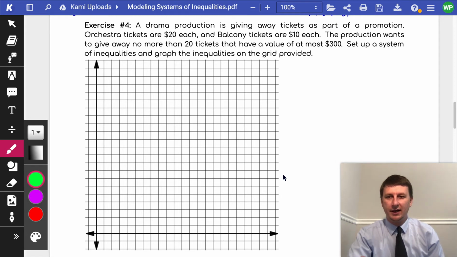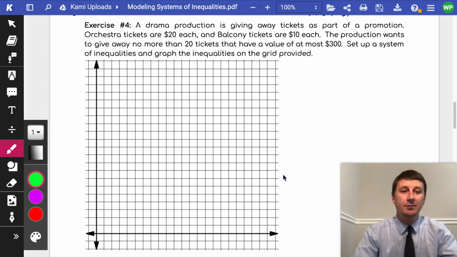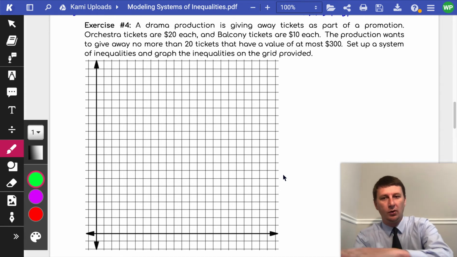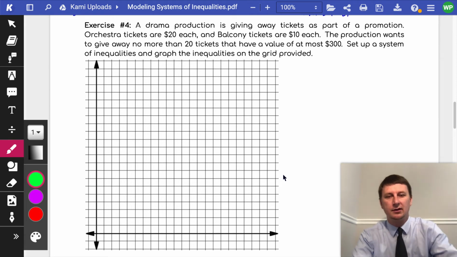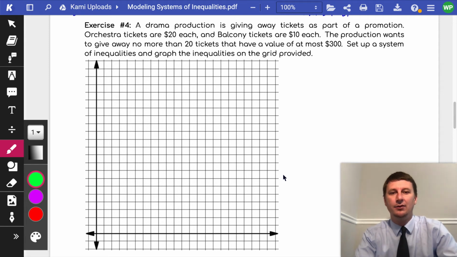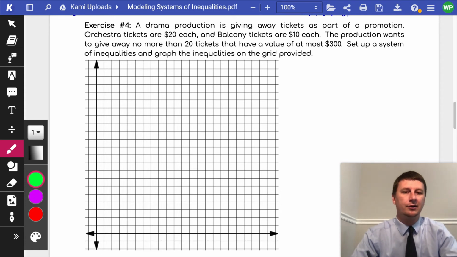So let's get right into it with exercise number 4 that says a drama production is giving away tickets as part of a promotion. Orchestra tickets are $20 each, and balcony tickets are $10 each. Just a bit of information here. Orchestra tickets are tickets that are on the floor level, and balcony tickets are obviously up a level in the balcony. So that's what it means by orchestra tickets if you did not know that part. The production wants to give away no more than 20 tickets that have a value of at most $300. Set up a system of inequalities and graph the inequalities on the grid provided.